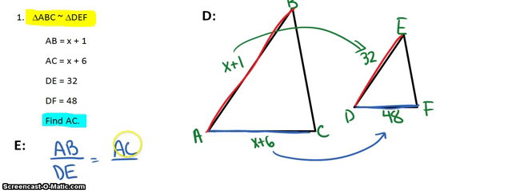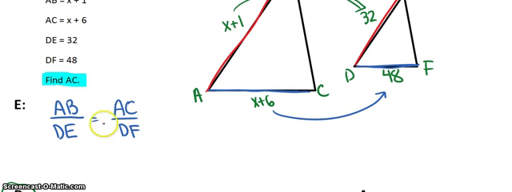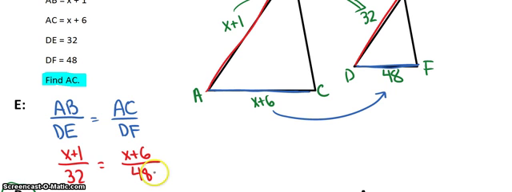Should have the same ratio or scale factor as the sides over here, but the corresponding side to AC is DF. So these ratios should be equal because they have the same scale factor, and really these compute the scale factor. So let's go ahead and plug in the numbers that we know. So AB is x plus 1, DE is 32, AC is x plus 6, DF is 48.